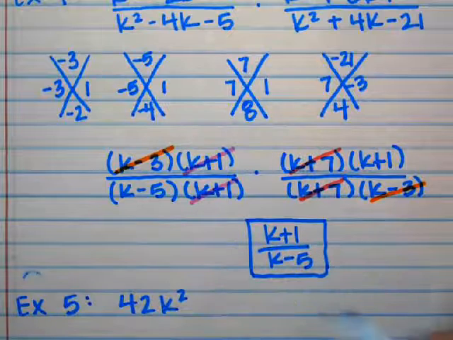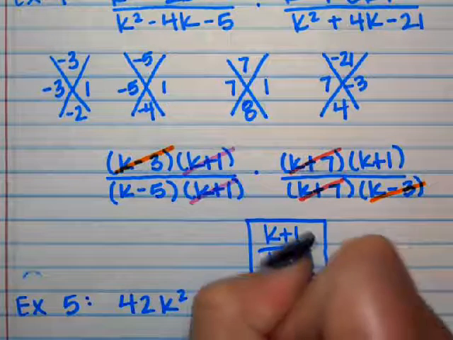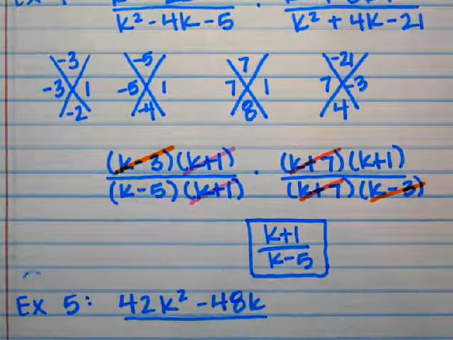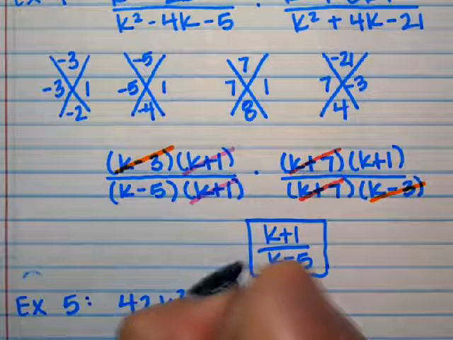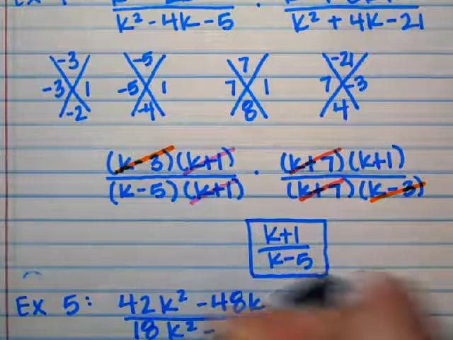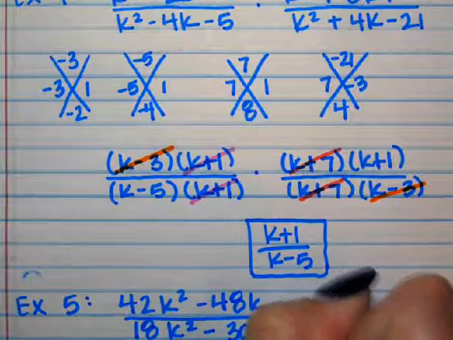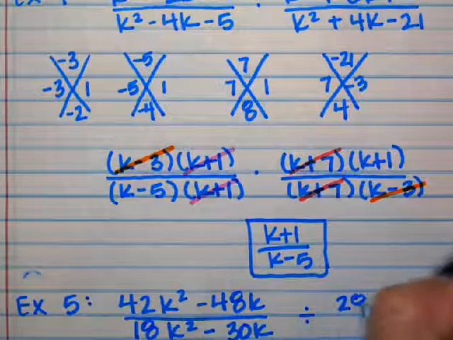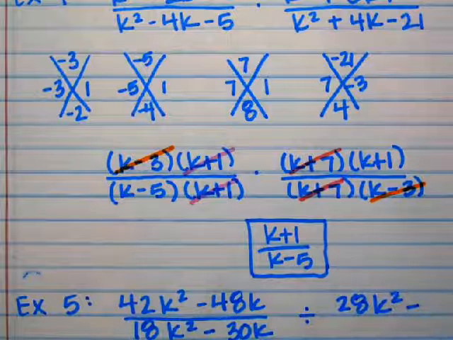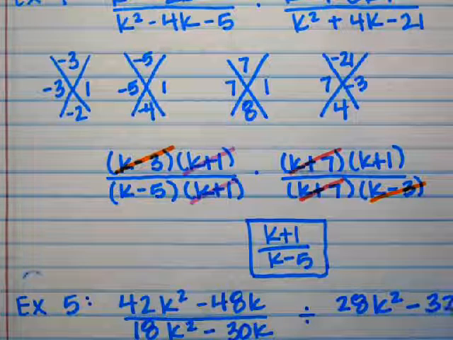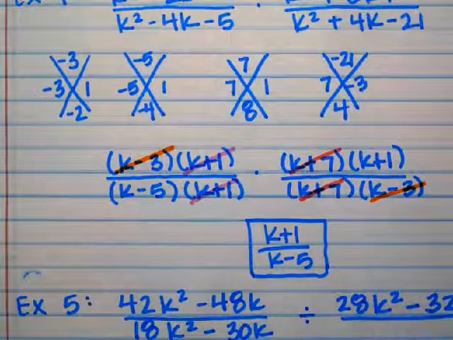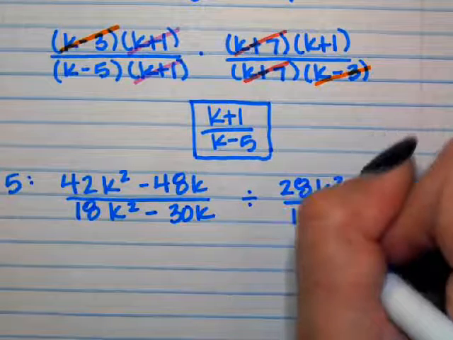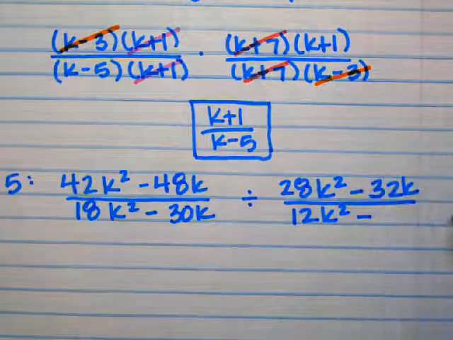Okay, 42k squared minus 48k over 18k squared minus 30k, divided by 28k squared minus 32k over, sorry, let me show you. There we go. 12k squared minus 20k.